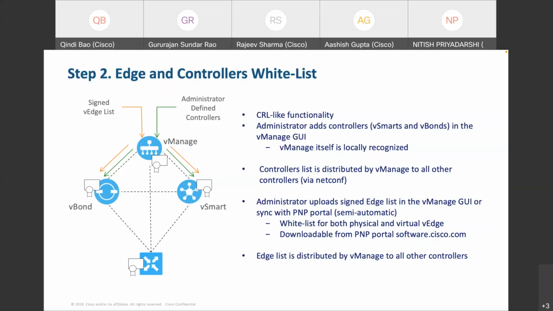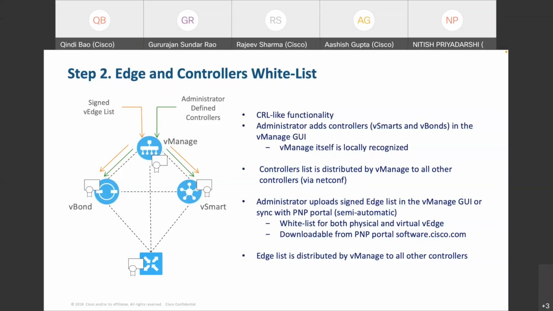For edge devices, the administrator has to whitelist them as well. We have 2 options here. Option 1, you can click the sync smart account on the vManage device page, and vManage will automatically pull the edge device list from PNP and sync with PNP. Another way, you can download the device list serial file and manually upload it to vManage. So either way can do the same job.